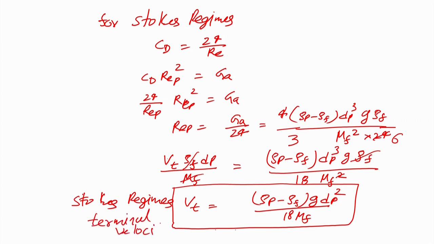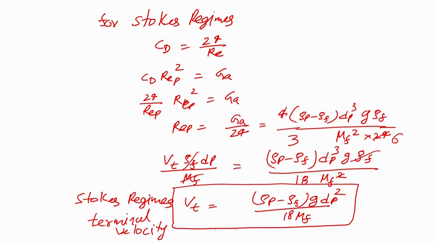Terminal velocity: this you have already done, but how this terminal velocity has been derived, that is what I have just shown you, that this is nothing but a Stokes regime. How this terminal velocity will be defined or derived. So, this is (rho_p minus rho_f) g d_p square upon 18 mu_f. So, if you have to find the particle terminal velocity in Stokes regime, you can use this formula directly. Everything is known. If you know the particle diameter, the fluid in which it is being settled down, and the particle density, you can calculate the terminal velocity very easily.